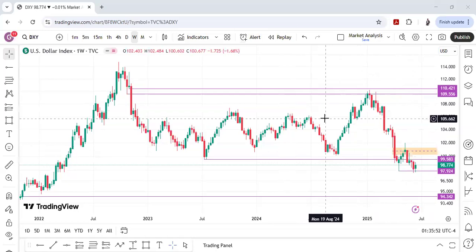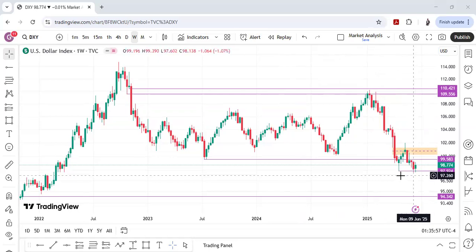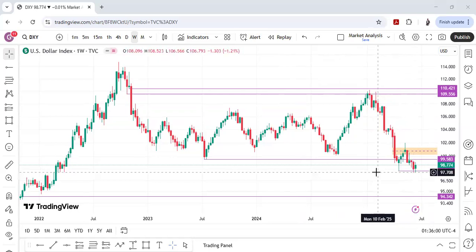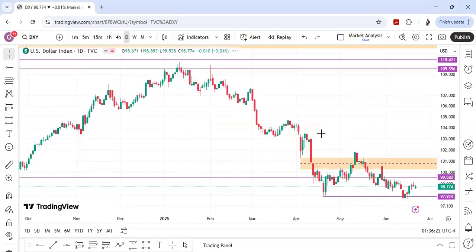This is the dollar index, the weekly time frame. This analysis is for week 26 of 2025. In the last week of June, we've seen everything that happened. This was the first week. The second week, it went lower, got sell-side liquidity. Last week, I was hoping that it was going to go lower, but we just went back up the range, just within the range.